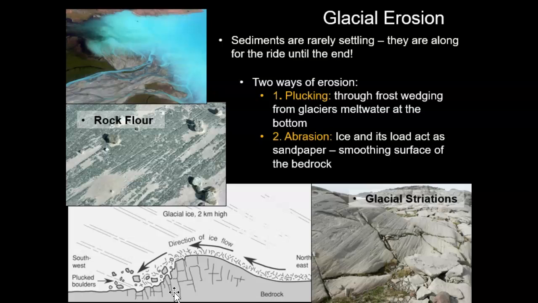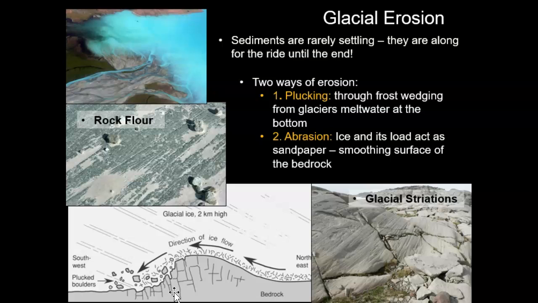Ice is also probably the best carrier in terms of its competence. Remember, competence is the ability to carry large-sized material, and it's also probably the best in terms of the capacity of the glacier. Remember, capacity is the ability to carry large loads of material. So ice is both capable of carrying large loads and also loads that are very big in size.